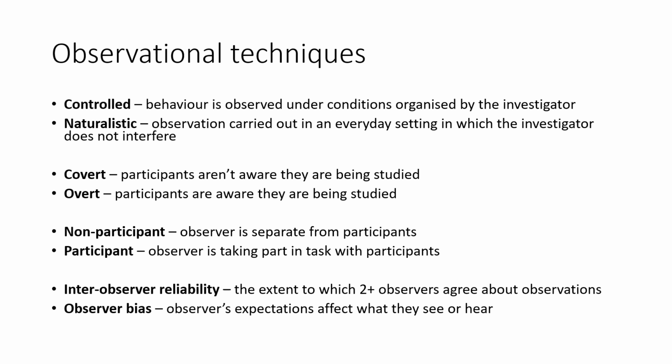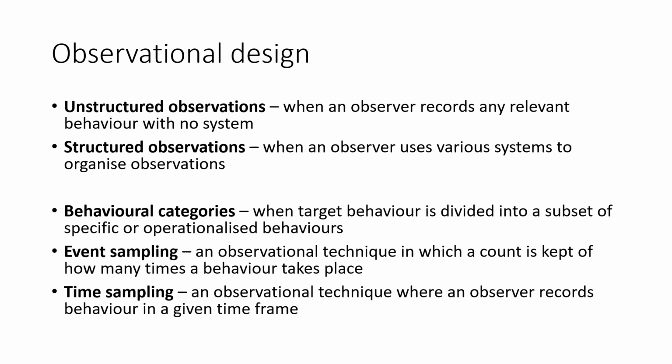You've also got inter-observer reliability. So this is the extent to which two or more observers agree about observations. And then you've got observer bias, where an observer's expectations affect what they see or hear. Observational design. This is the unstructured. So you've got unstructured observations when an observer records any relevant behaviour with no system, or structured observations when an observer uses various systems to organise observations.